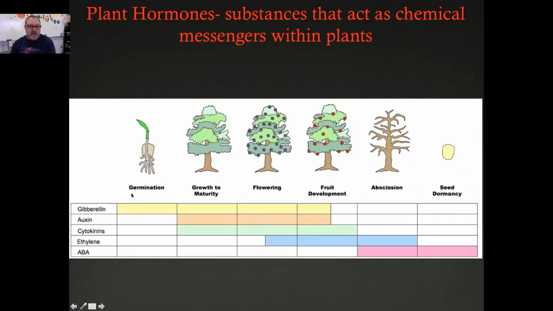For the seed to germinate, okay? And that happens when you have a seed that starts to have growth coming from it. That's germination. Growing and maturing, producing flowers, producing fruit, abscission, which is losing the leaves. And then there are other hormones that make the seeds go into a state of dormancy.